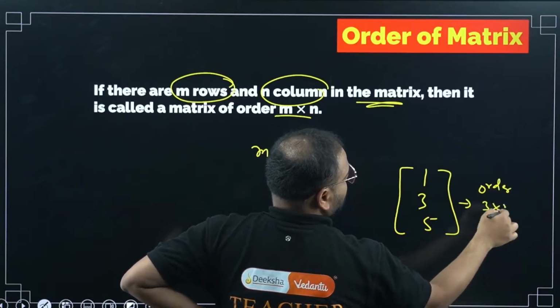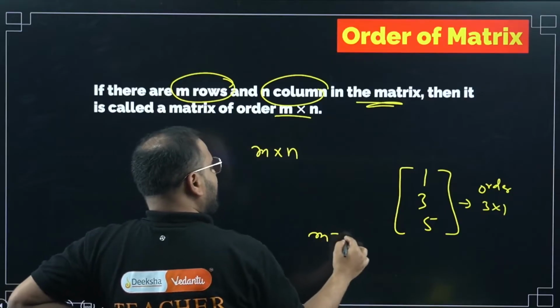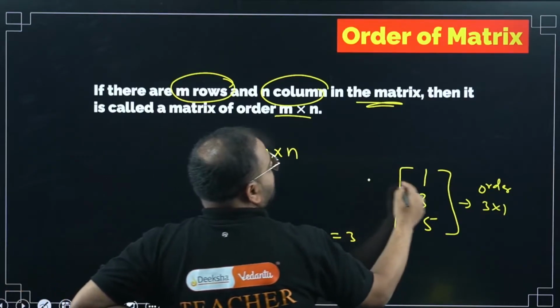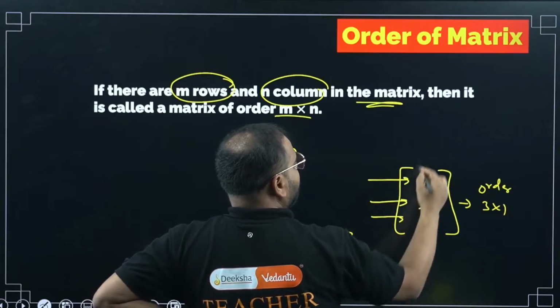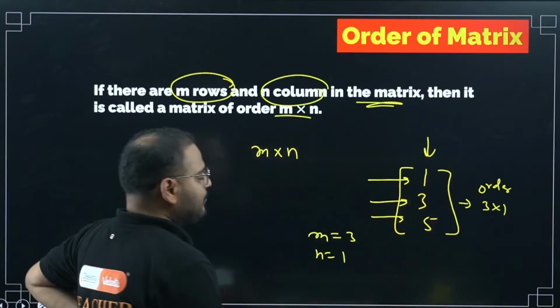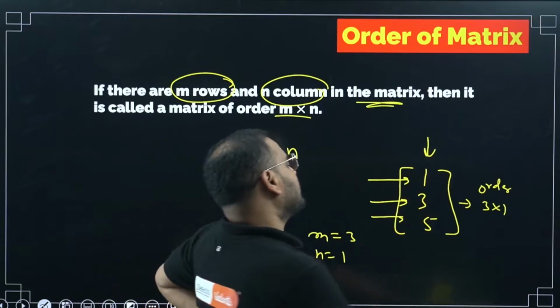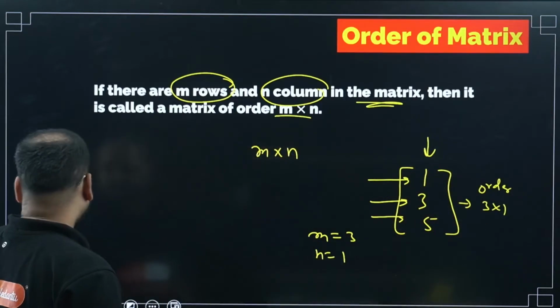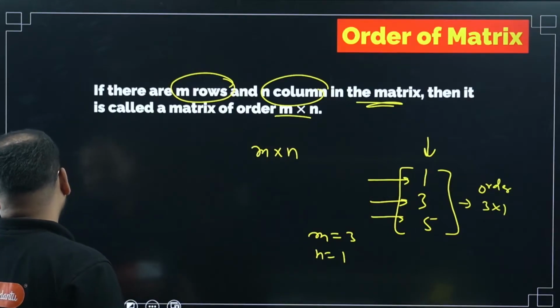Order will be 3 cross 1. Why 3 cross 1, sir? Because what is m? M is 3, n is 1. What is m? The number of rows. See the number of rows, 1 row, 2 row, 3 row. Where is the column? Only 1. So m into n will be given as 3 cross 1. So order will be 3 cross 1, sir. Okay, sir.